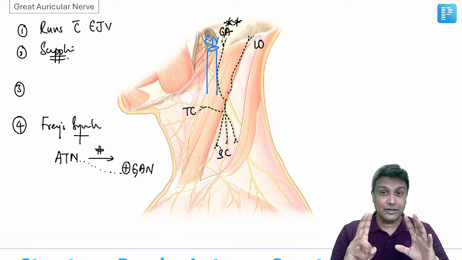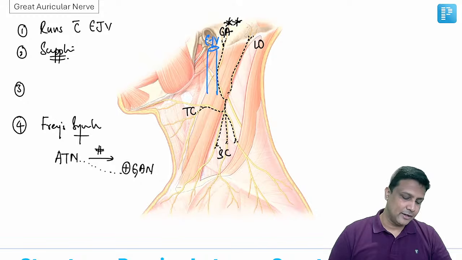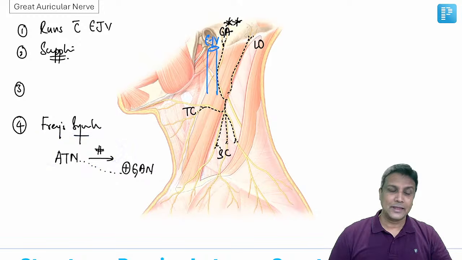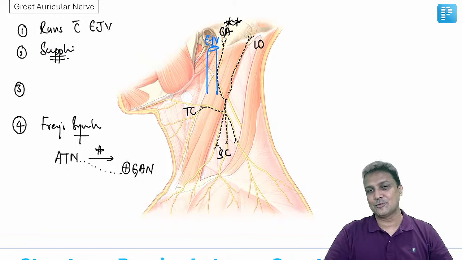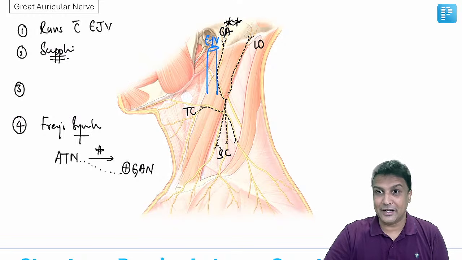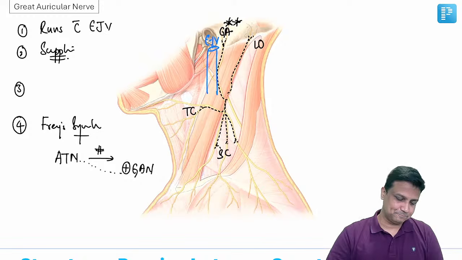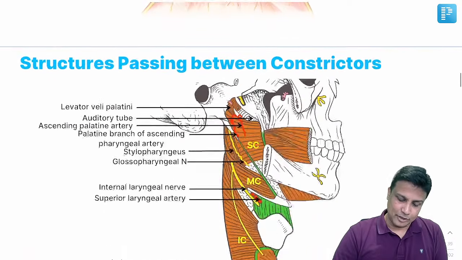So please be very, very clear with 2 points in Frey's syndrome here. Number one, what is the nerve getting injured here? Auriculotemporal nerve. And that auriculotemporal nerve is most commonly joining with which nerve? It is most commonly joining with the great auricular nerve. So these 2 points have to be crystal clear in your mind. So all these are the points that you have to learn about the great auricular nerve. Take care about that one.